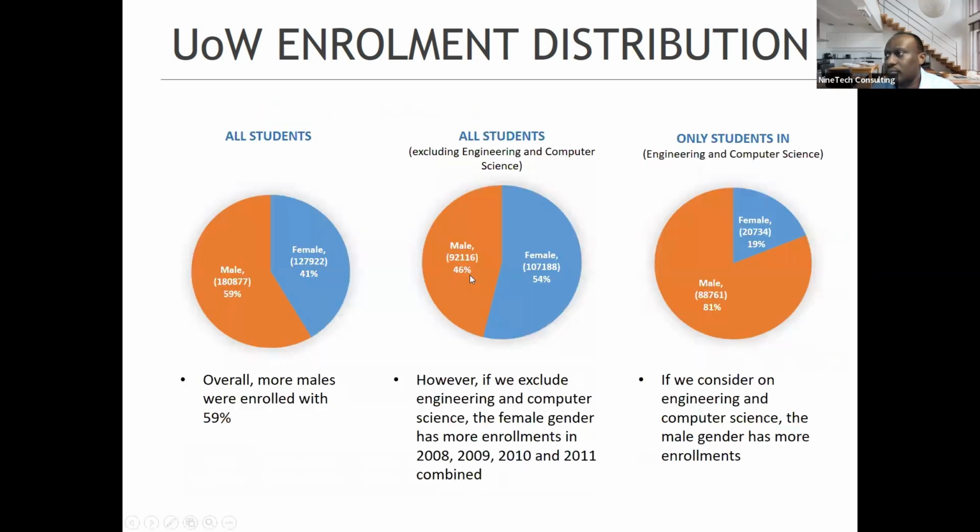Now let's go to the next one. This is that gender one that I told you about. I just copied all those things into PowerPoint. And what am I saying here? This is the total enrollment for all students. Overall, more males were enrolled, with 59%. For all students, if we exclude engineering and computer science, the female gender has more enrollments for the years 2018, 2019, 2010, and 2011. Remember, I told you to put your assumptions and your constraints. And if we focus only on engineering, we have 81% males.